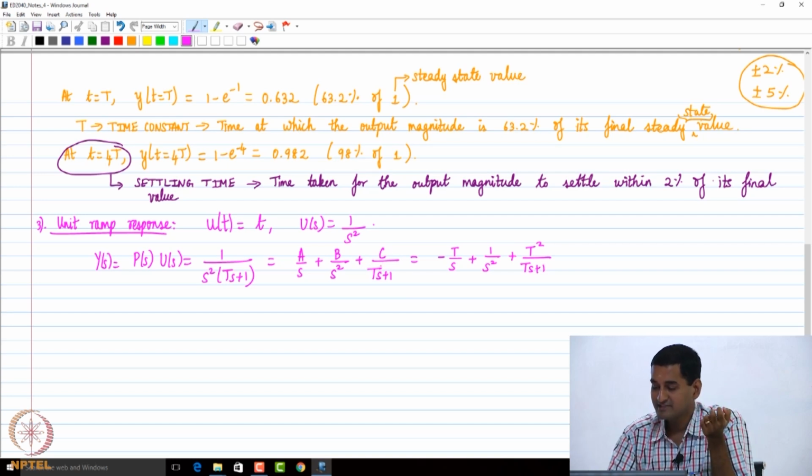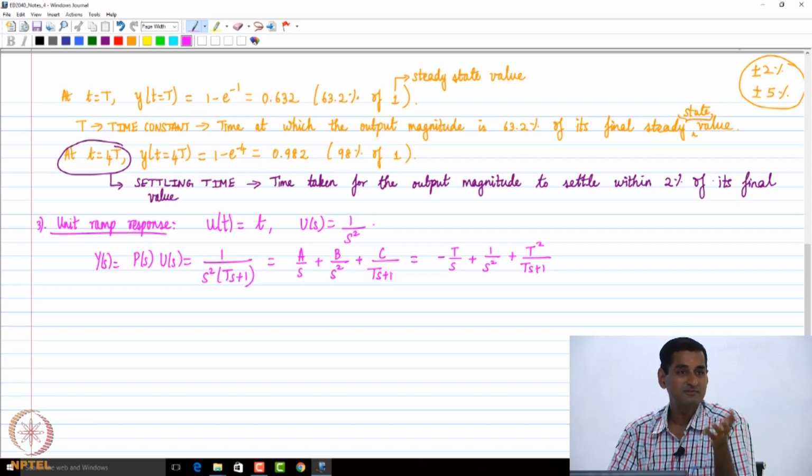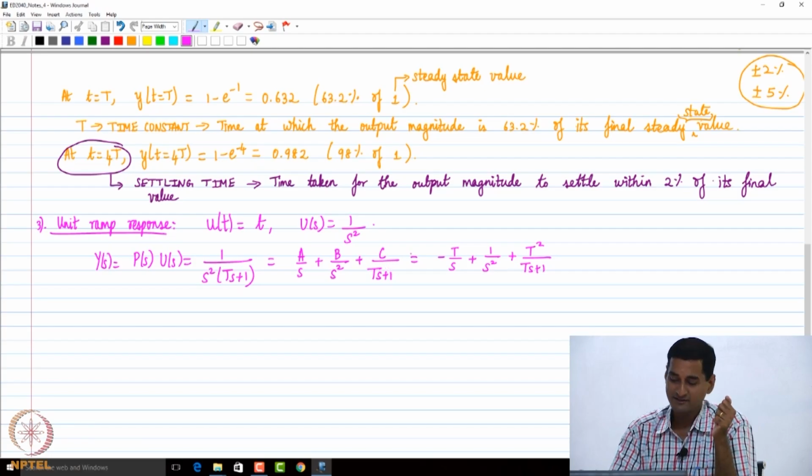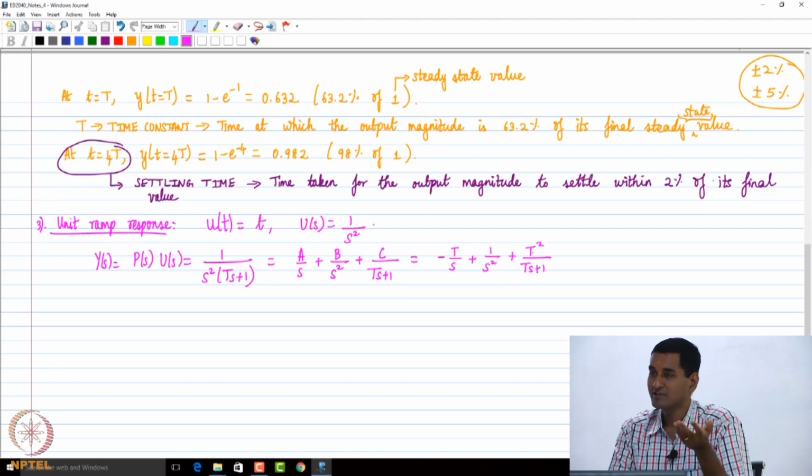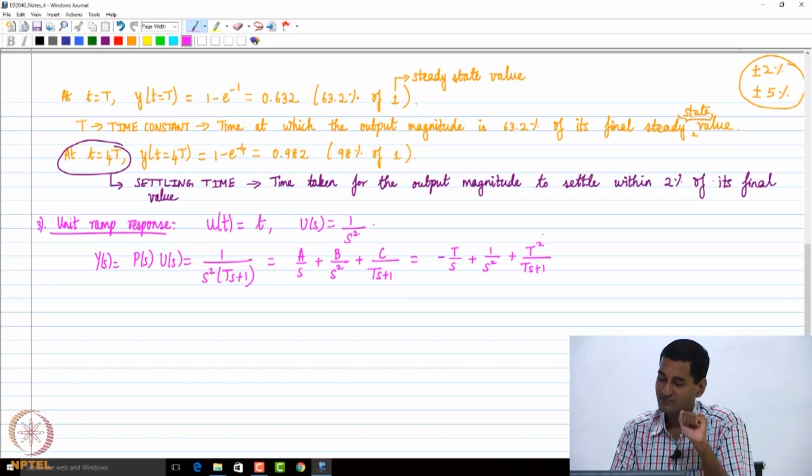If I want to calculate C, multiply both sides by Ts plus 1, substitute the root of Ts plus 1, this is minus 1 over capital T. So if you multiply by Ts plus 1, this Ts plus 1 goes away, you are just left with 1 over S squared on the left hand side, that essentially works out to be capital T square, right. So that will be C.